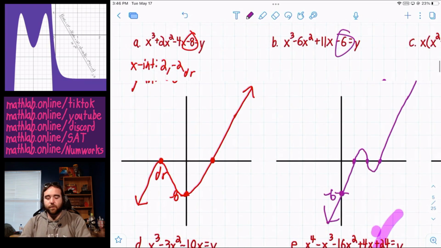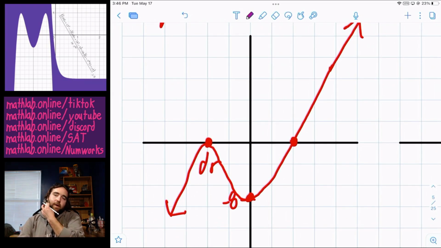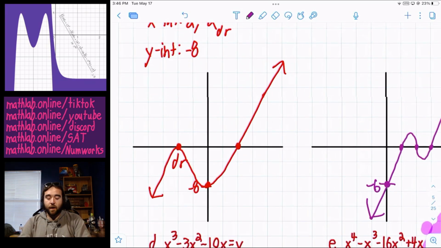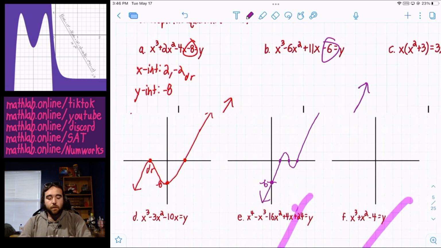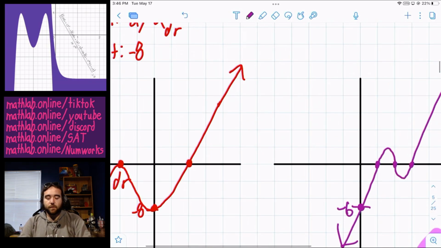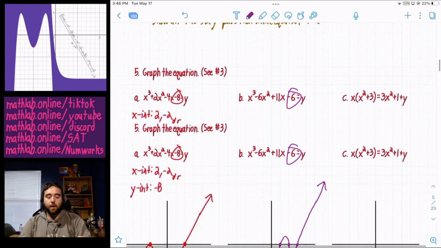Awesome. So remember how these roots work. I didn't really say it up here, but if it's a double root, it's going to bounce. And if it's a single root, it just crosses through. If it's an odd root, it crosses through. If it's an even root, it turns around. So double roots bounce, single roots cross straight through.